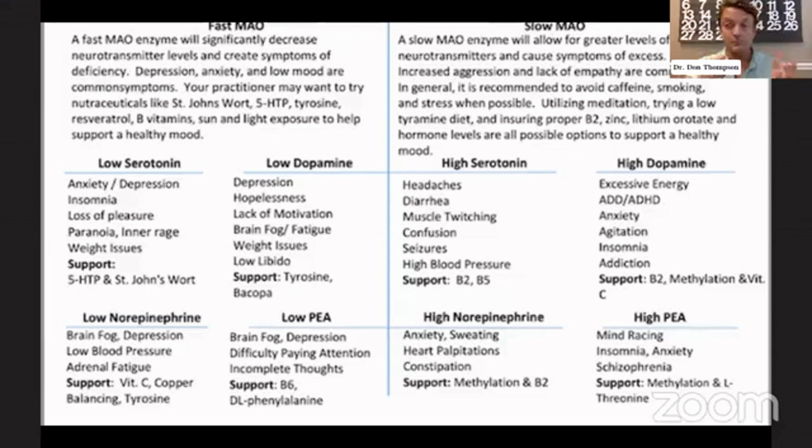Zinc and copper, I'm going to tell you a story. And Chad, if you would let me know if I'm bad on time. You're good, bro. Okay, I'm going to tell you a story about zinc and copper.